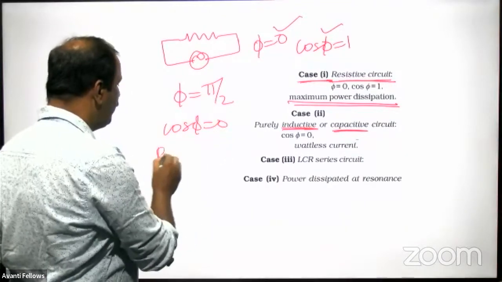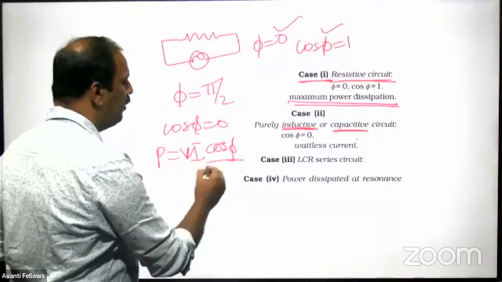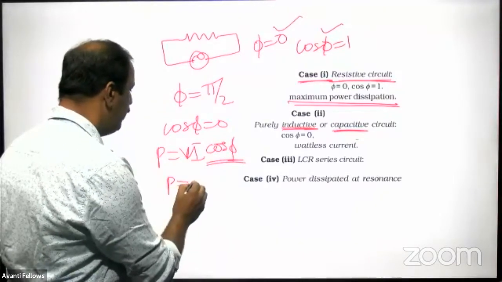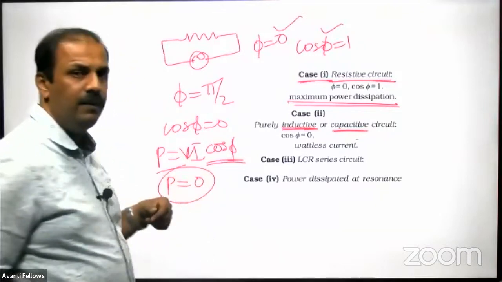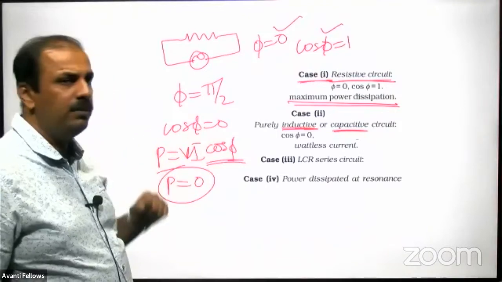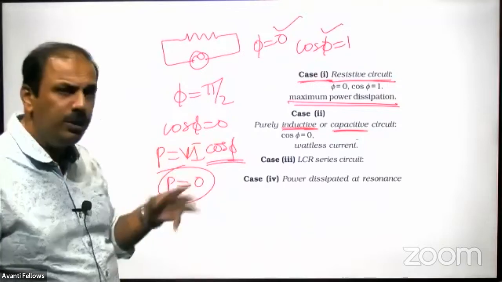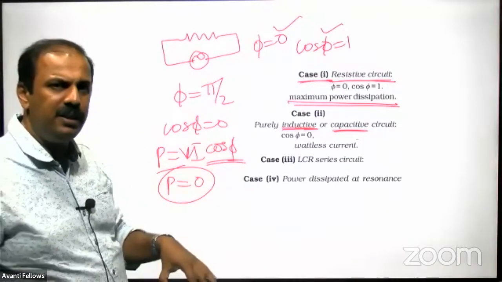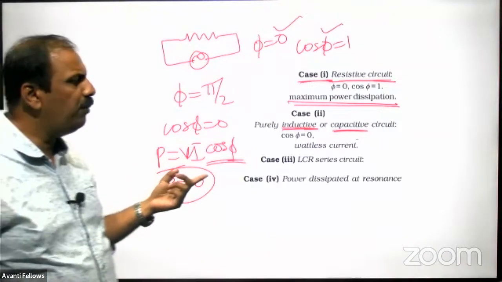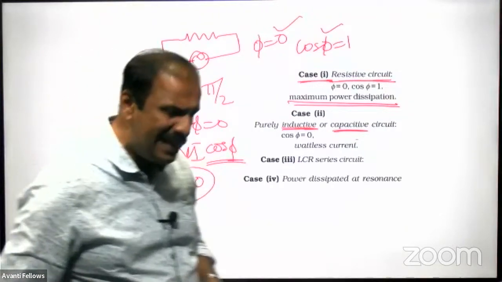0. Our power is equal to V into I into cos phi. If this cos phi becomes 0, the power is 0. So that is very, very important. That is the power factor in this one, inductive or capacitive. It is purely inductive or capacitive, not together. If it is an inductor or capacitor alone, the power factor will be 0. So the power factor is 0 means what happens? A current is passing through the circuit, but no power is dissipated. That is a special case.